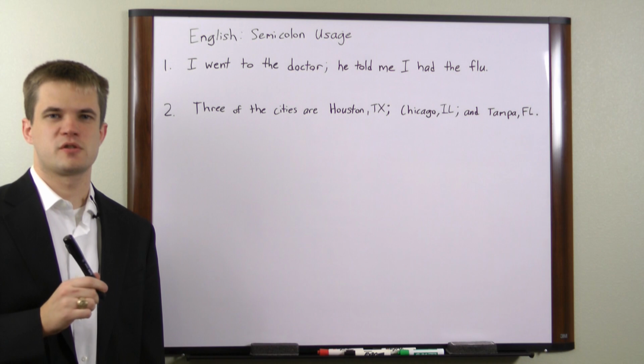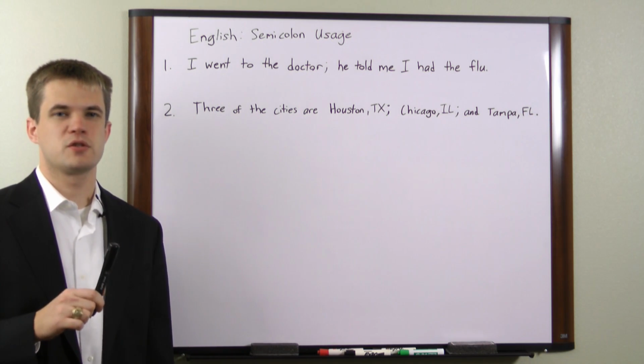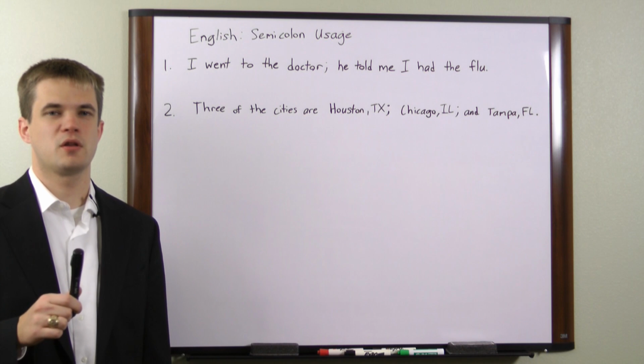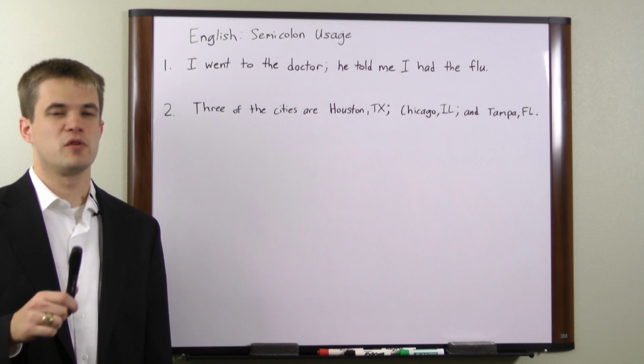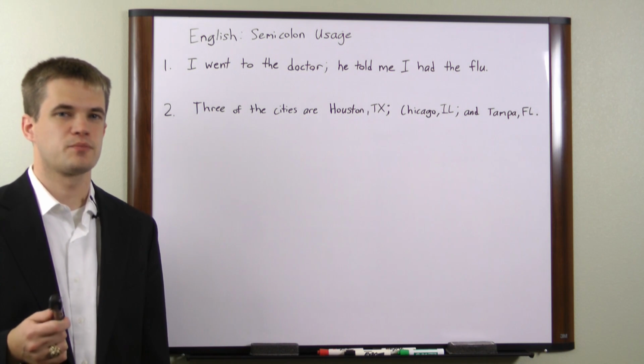There are 2 primary uses for the semicolon in the English language. The first is to separate 2 closely related independent clauses within a sentence. If you use a semicolon, there's no need to include a coordinating conjunction such as and.